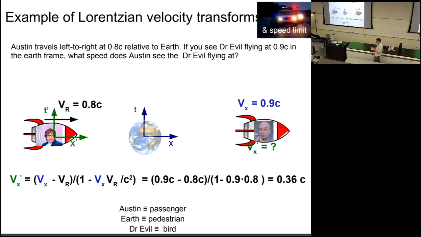So in relativity, Austin doesn't see Dr. Evil heading away from him at 10% of the speed of light. He sees him heading away from him much faster, 3.6 times faster, at 36% of the speed of light. So that's an amazing feature.